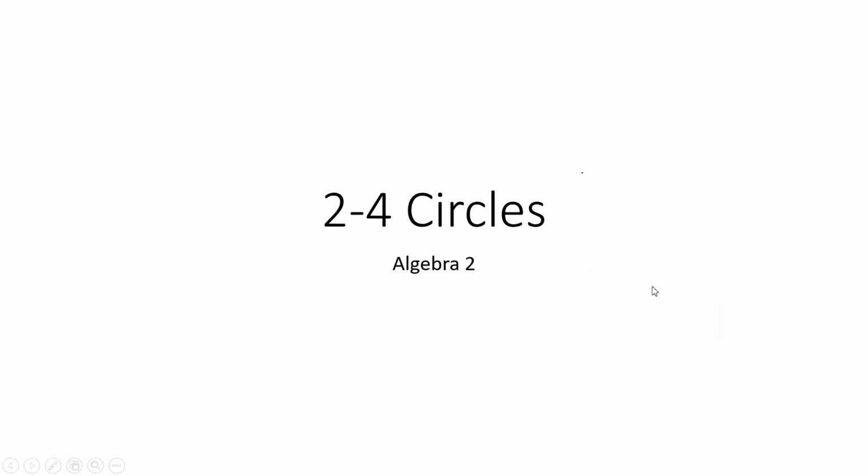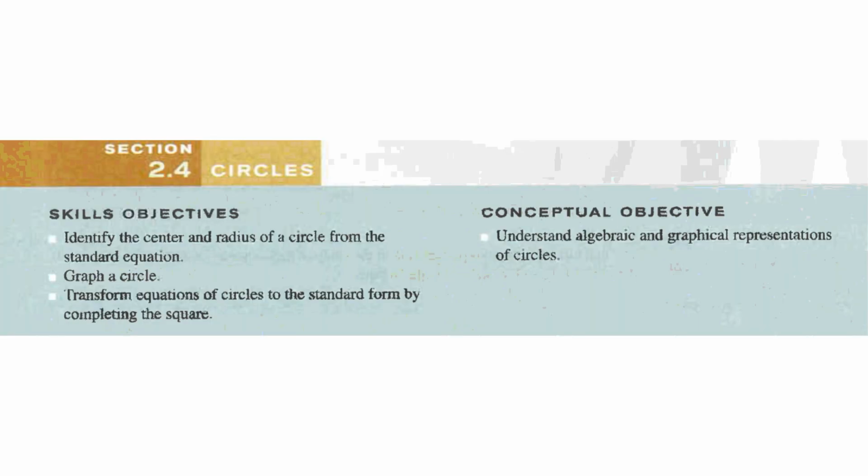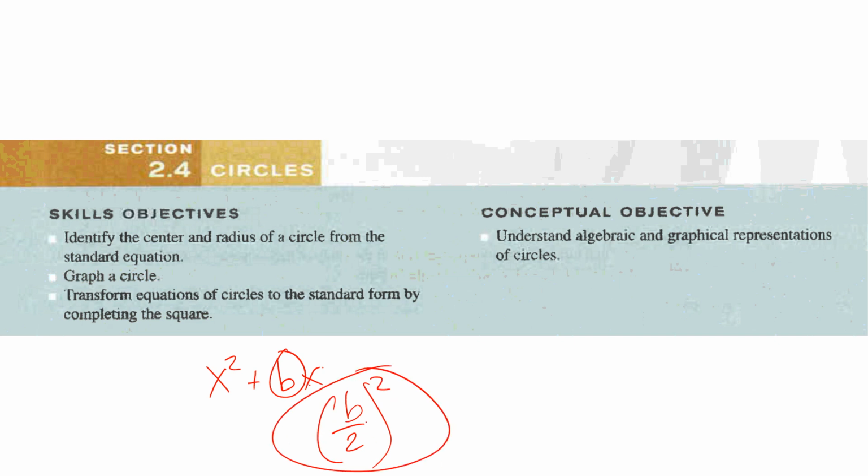Okay, let's get started with 2-4 circles. All right, so we will figure out the center and radius of a circle from the standard equation. We'll graph it, and then we will transform those equations of circles to standard form by completing the square. So remember, completing the square, we take b, divide it by 2, and square it to figure out what magic number completes the square. All right, let's give it a shot.